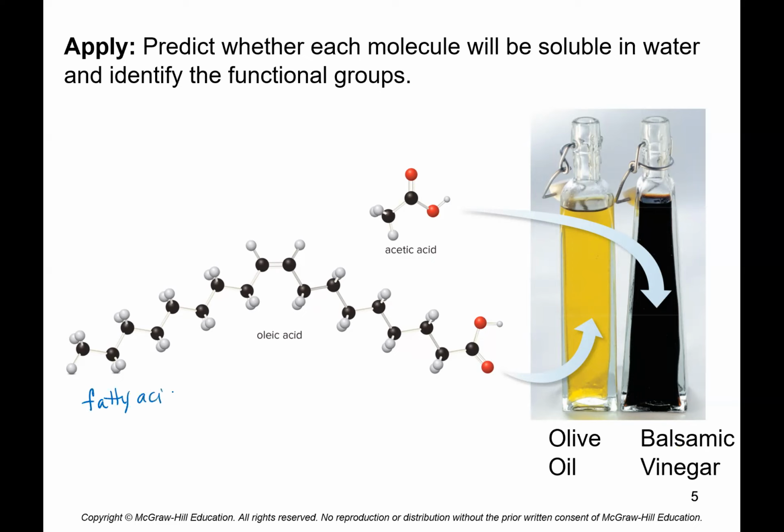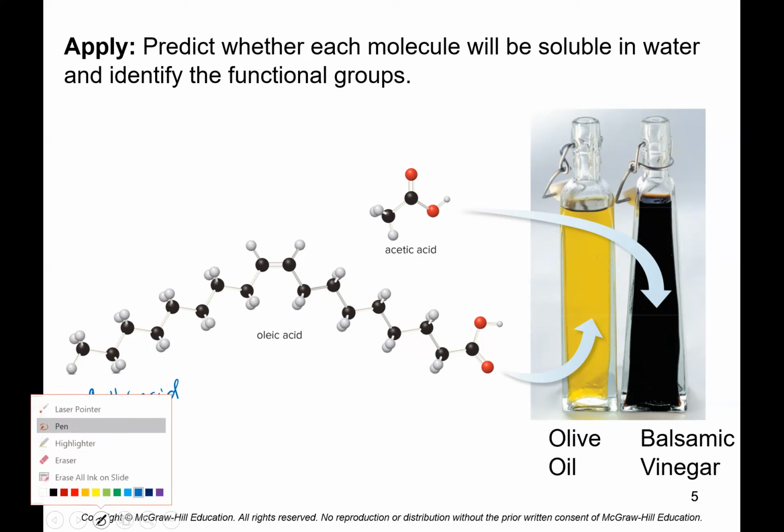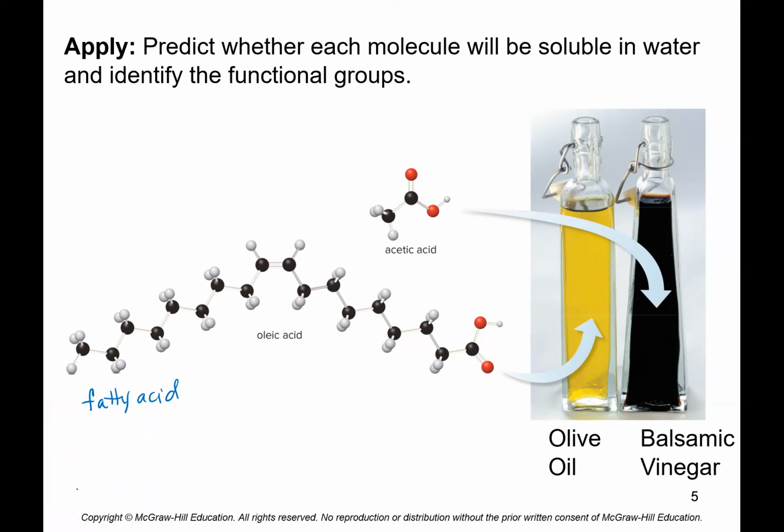We're going to learn about fatty acids later on in the semester. But this is going to be a fat. So let's look at its structures. Let's first identify the functional groups. So let's start with acetic acid. Immediately I see that I have a functional group right here.